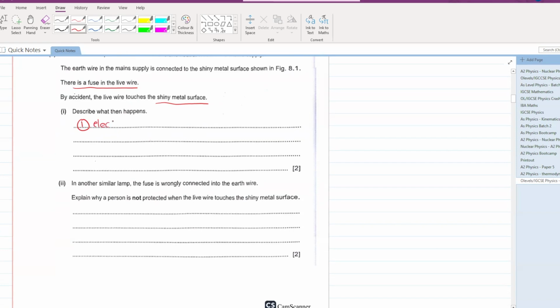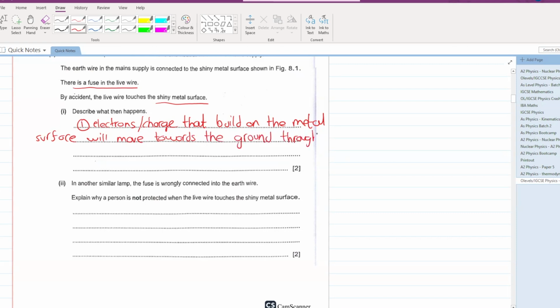The electrons or charges that build up on the metal surface will move towards the ground through the earth wire.